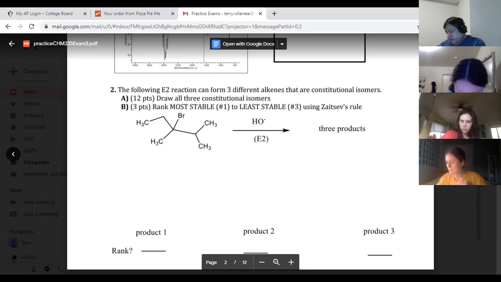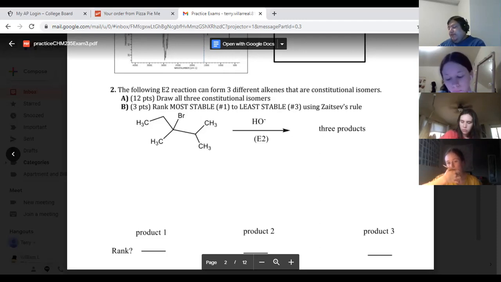Give you another 30 seconds. So, Gwen, what's Zaitsev's rule while you're working on your answers? I don't know the definition. If you had to use your own words? It's normally the major product, I guess, of a reaction. What type of reaction? Elimination reaction. When we talk about Zaitsev and Hoffman, we're usually talking about E2.